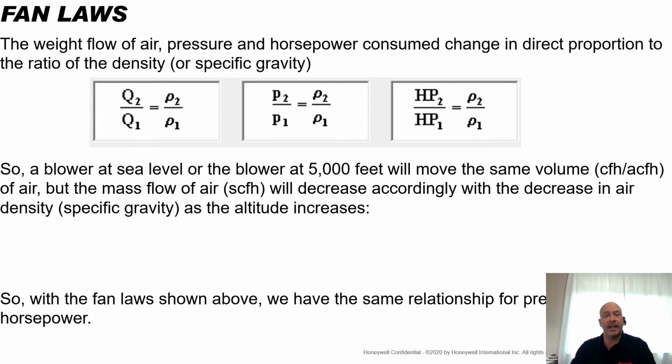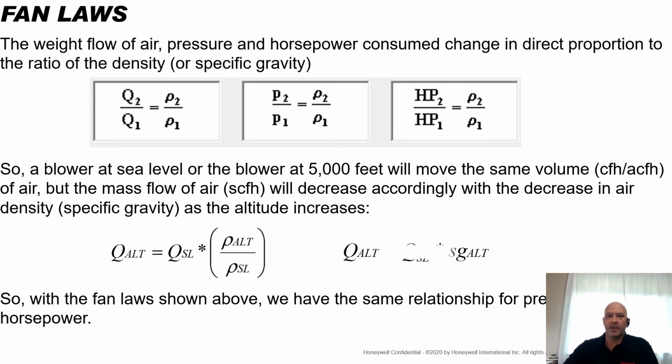So a blower at sea level or a blower at 5,000 feet is going to move the same volume of air. It's just that we're moving the same volume of air at altitude and it weighs less. So it's less mass flow or less weight of air, because that's what we look at in combustion. We're looking for that SCFH, that referenced flow back to 60 degrees Fahrenheit and sea level, so that we know we have enough oxygen to support, in this case, 8 million BTUs an hour.